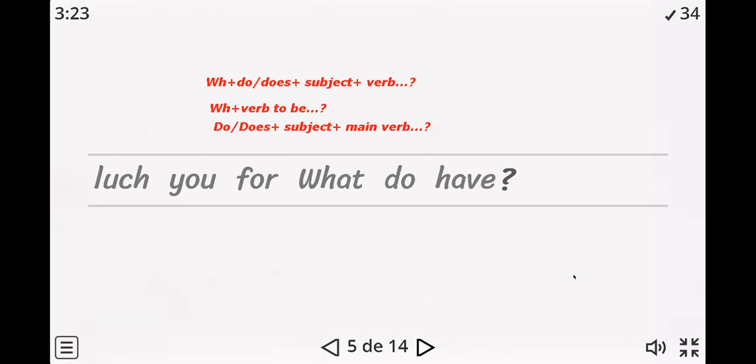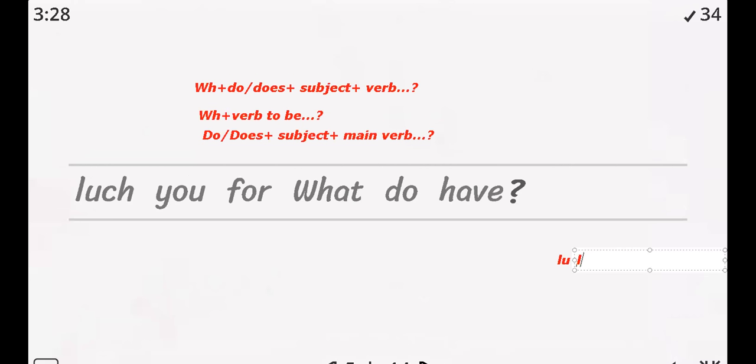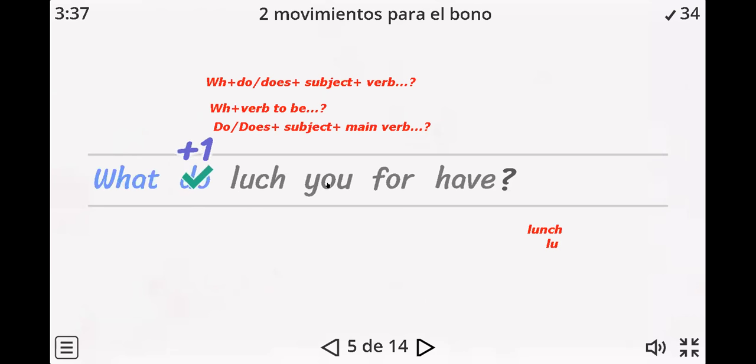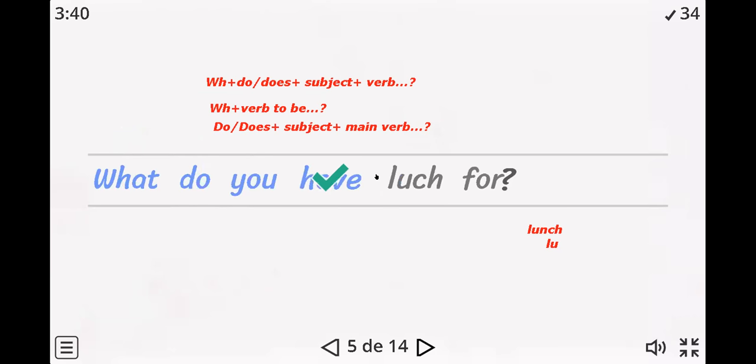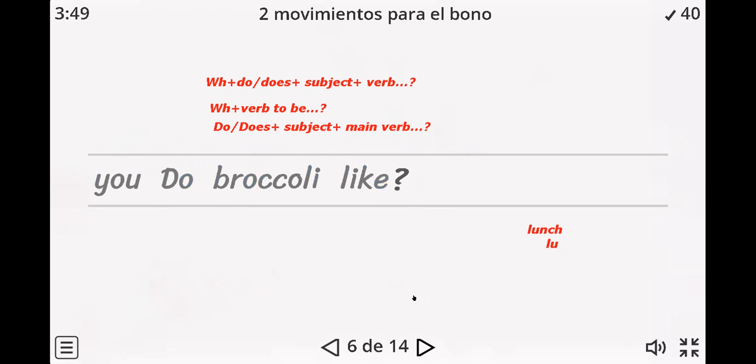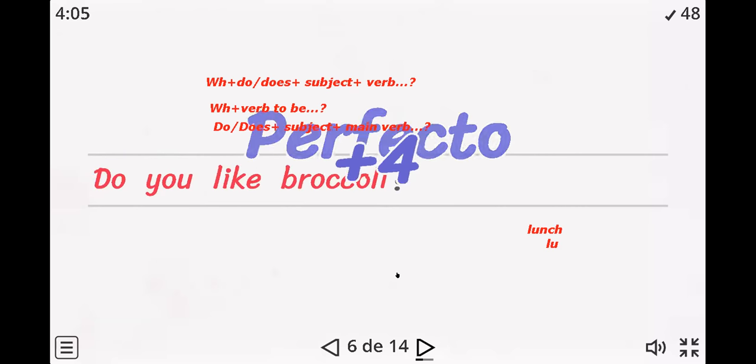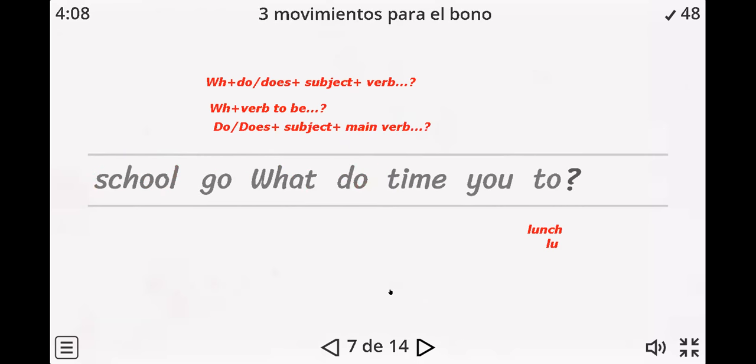So the word is lunch. What do you have for lunch? Excellent. Okay. How about the next one? Let's see. You're ready. Yes, no question. Do you like broccoli? Okay. No. Right. Well, I don't. Okay. How about this one?